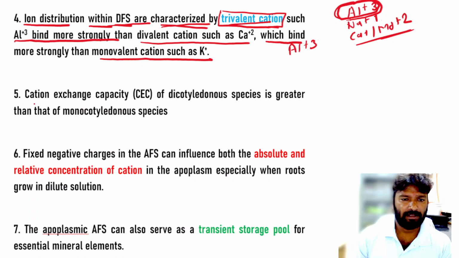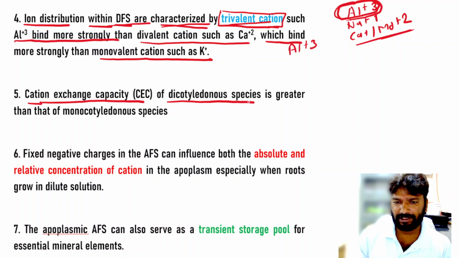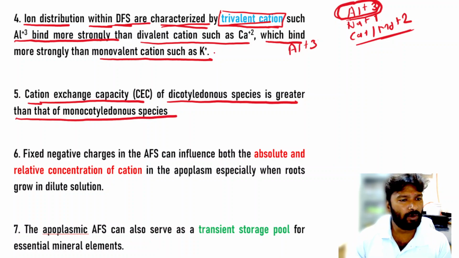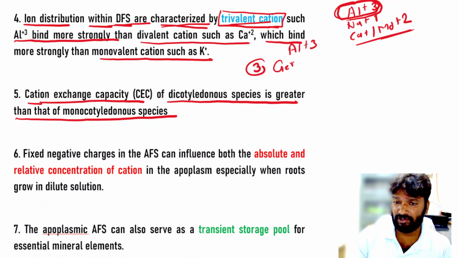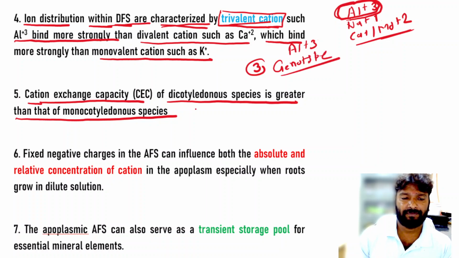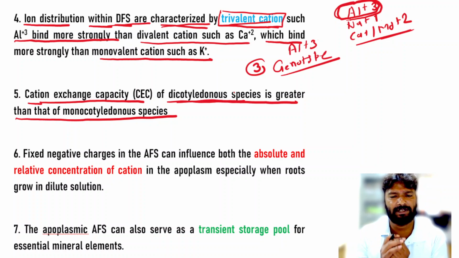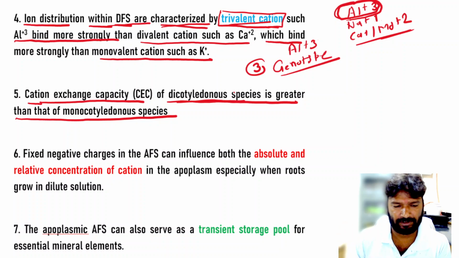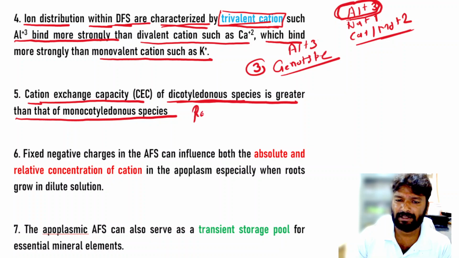Then, cation exchange capacity: this is a general point that the cation exchange capacity in dicotyledon species is greater than that of monocotyledon species. We already discussed that the third point of ion uptake is genotype. But here you can also say that dicotyledons have more cation exchange capacity than monocotyledons, because of their difference in root structure and transport pathway.